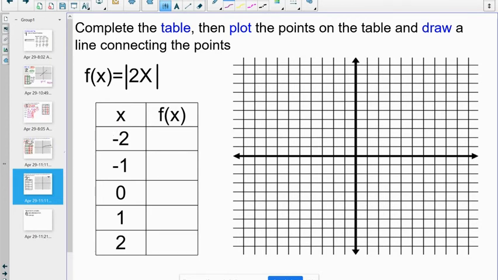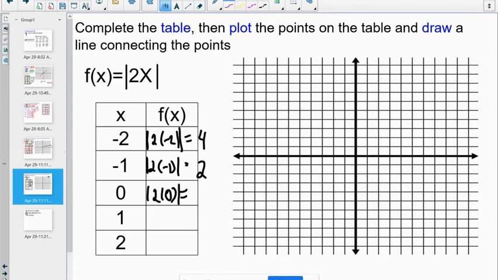So we're plugging in, so we have absolute value of 2 times negative 2. And 2 times negative 2 is negative 4. And the absolute value of negative 4, remember it's distance from 0, so it's always positive, so it's just 4. So now we have absolute value of 2 times negative 1. And that would just be the absolute value of negative 2, which in turn is just 2, because remember it's always positive.